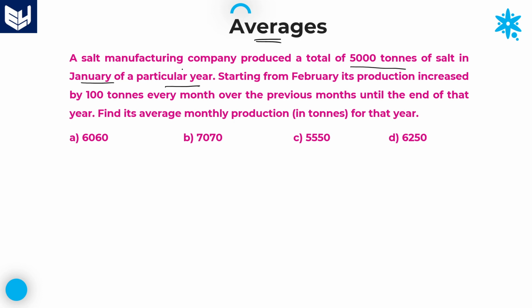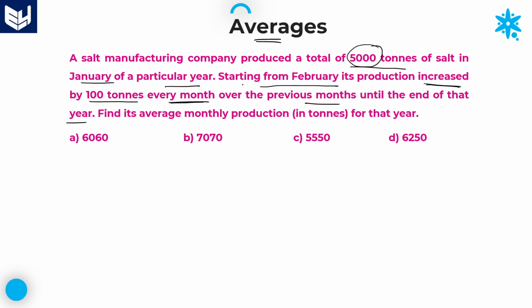Here, the salt manufacturing company produced a total of 5,000 tons of salt in the month of January of a particular year. Now, starting from February onwards, this sentence is very important. Read that sentence carefully. Starting from February, its production increased by 100 tons every month over the previous month until the end of that particular year.